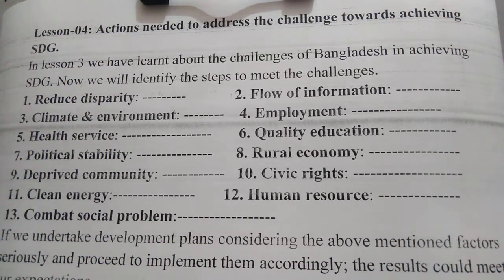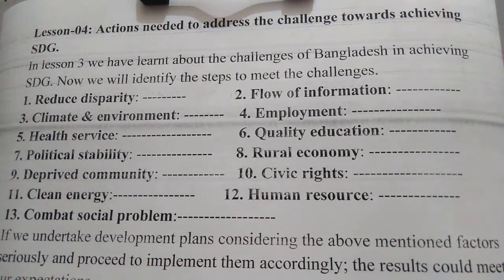Point 9, deprived community. Priority should be given to deprived communities and far-flung regions of the country in the development plan if we want to succeed in achieving SDG. Point 10, civic rights. We have to ensure that everyone has equal rights as a citizen and everyone has equal human dignity if we want to achieve SDG.